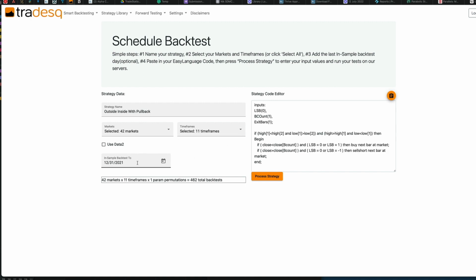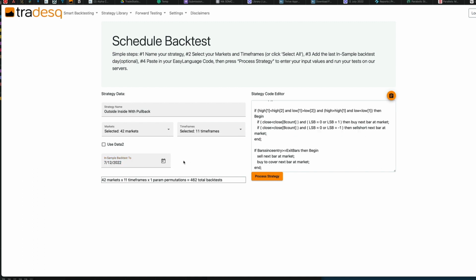This is a great feature for leaving some unseen data, but a lot of times when I'm doing these backtests, I'm just testing a price pattern, a key idea. It's just a basic market observation, and I'm doing research, and I like to include all the data. So I'm going to go ahead and put this back to today. All right, now what's next?